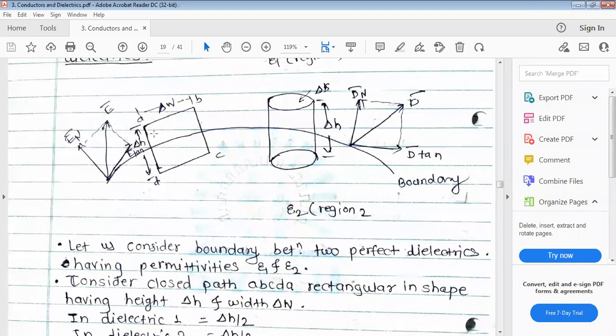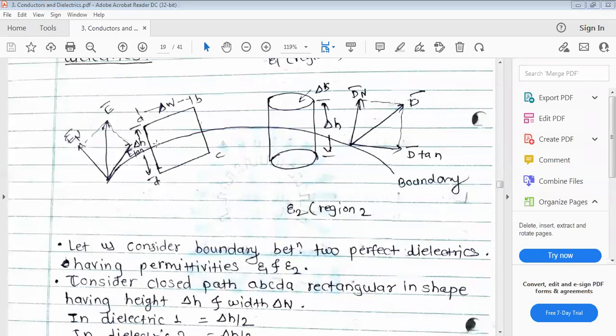Then just tell me which sides become 0. Which sides become 0 when this delta H is equal to 0? Yes, anyone? Which sides will become 0 if delta H tends to 0? Hello? So, which side will become 0?